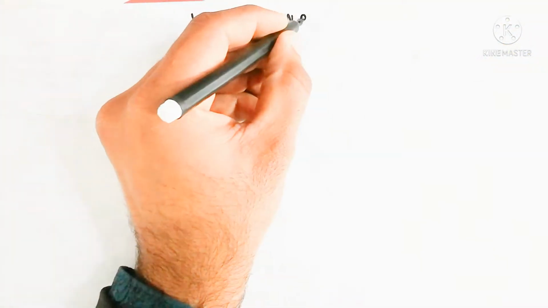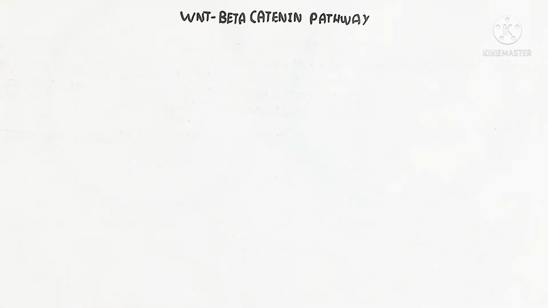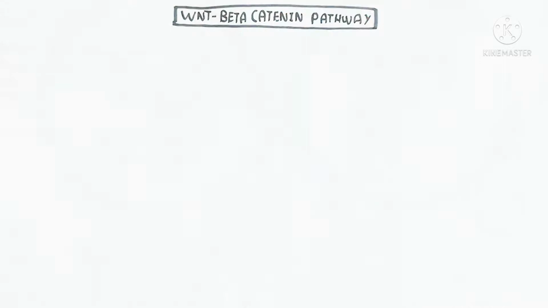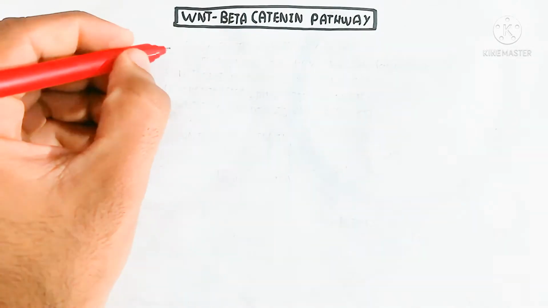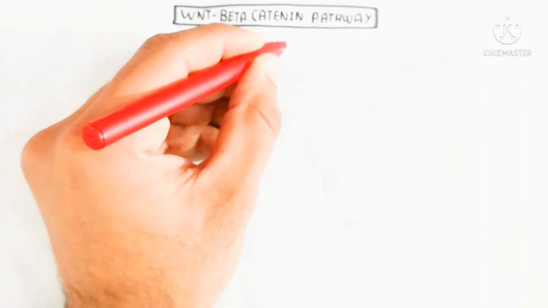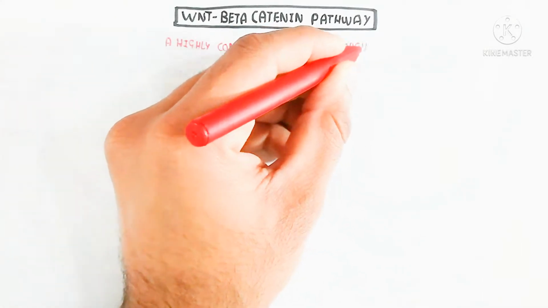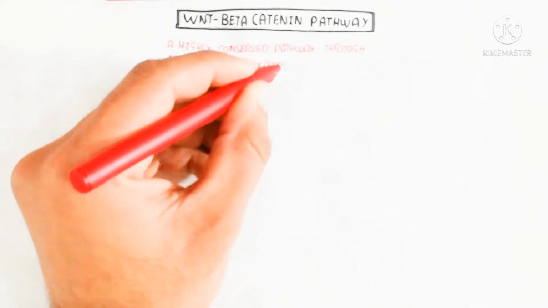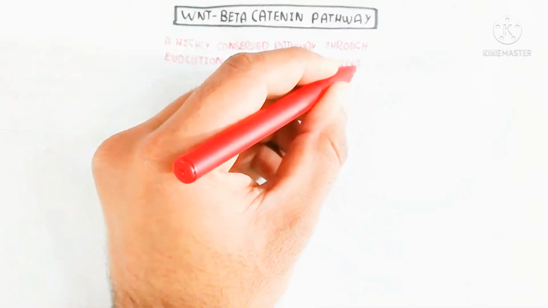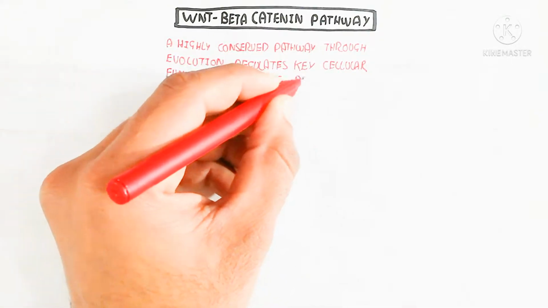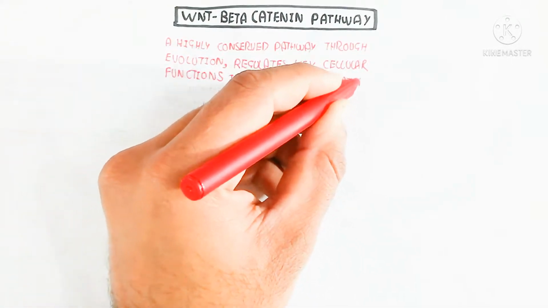Hello, in this video we will discuss the Wnt beta-catenin pathway. This is a highly conserved pathway through evolution and regulates key cellular functions including proliferation, differentiation, migration, genetic stability, apoptosis, and stem cell renewal. So basically it controls cell proliferation.